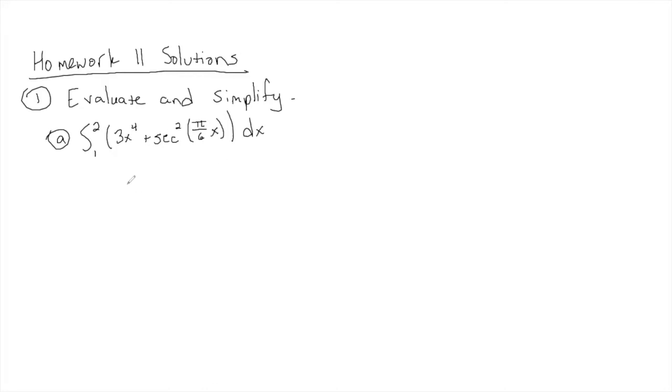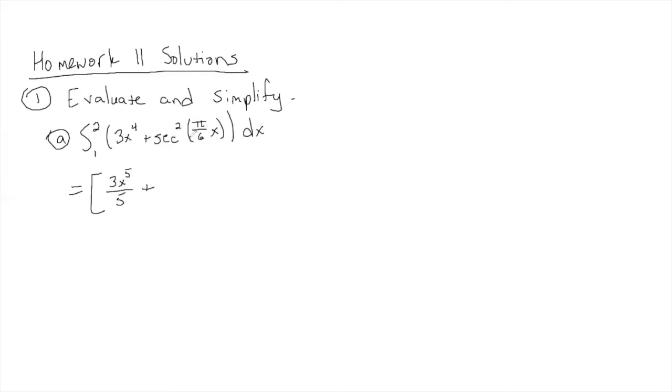I don't know if that's the best way to do it. I think it's probably just easier to read it right off. But if you'd like to split it up, there's nothing wrong with that at all. I'm just going to leave it as one and do each antiderivative by themselves and then evaluate on the interval. Using our reverse power rule, 3x to the fourth becomes 3x to the fifth over 5.